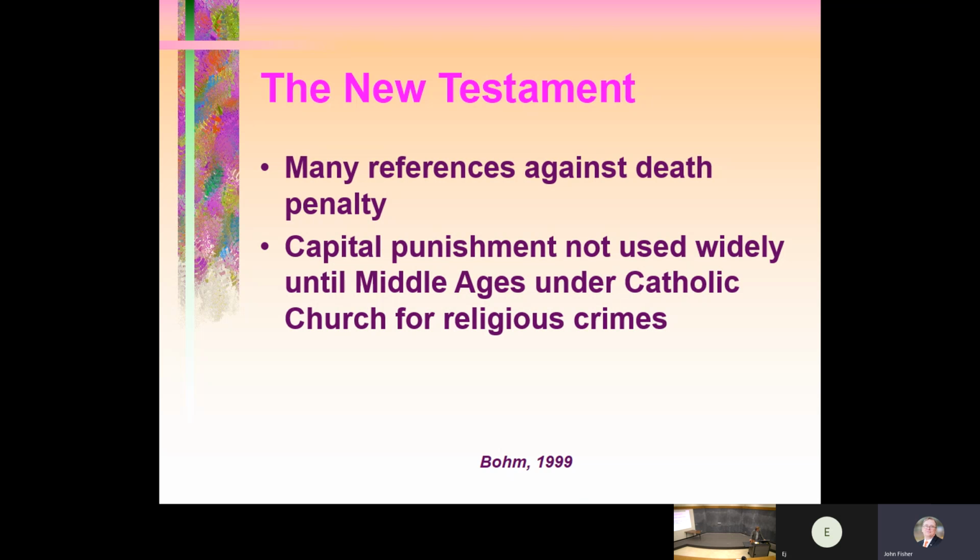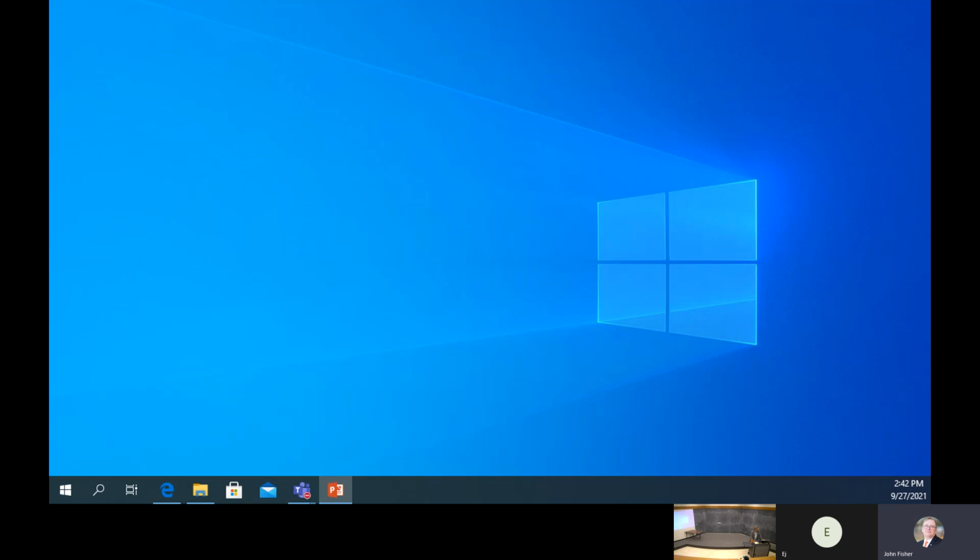So there's a lot of conjecture on when, based on religion, on when somebody should be executed or when they should not be executed. Any thoughts?